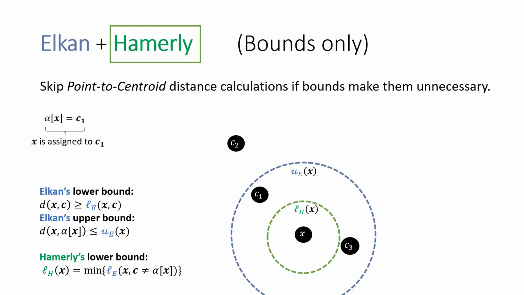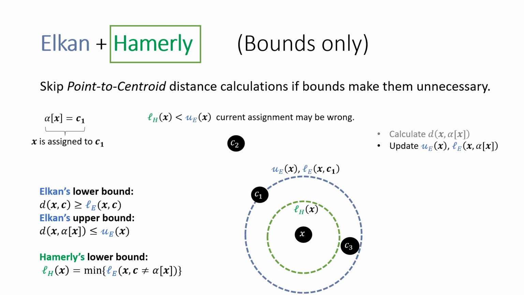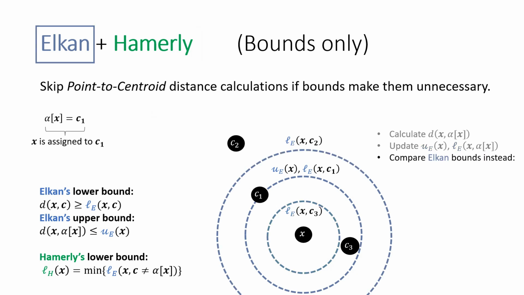Another case could be that the lower bound from Hämmerle's method is below the upper bound from Elkan's method, and if that is the case, then the current assignment may be wrong and we have to investigate further. So first of all, we calculate the exact distance to what we're currently assigned to, hence we are doing one full distance calculation. And then we switch from using Hämmerle's lower bound to using all the Elkan lower bounds instead. So now we have to compare the potential distances between the centroids and the point, instead of just doing them all at once with the lower bound.